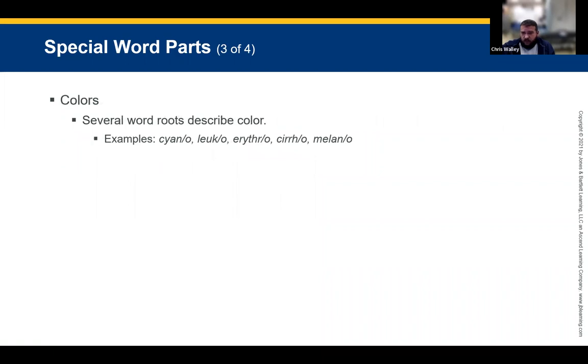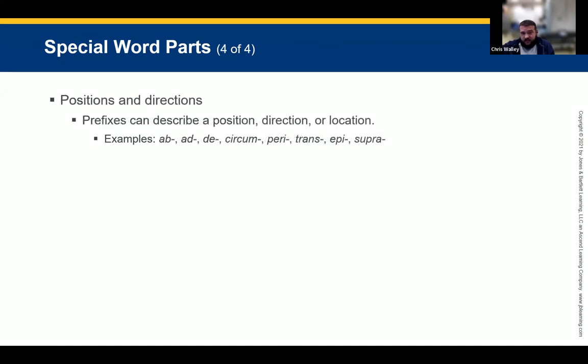Several root words can describe colors. Like C-Y-A-N, you can be cyanotic. I'm trying to think of some other examples without going too deep, but again, you've heard me. Prefixes can be used to describe a position, direction, or location.